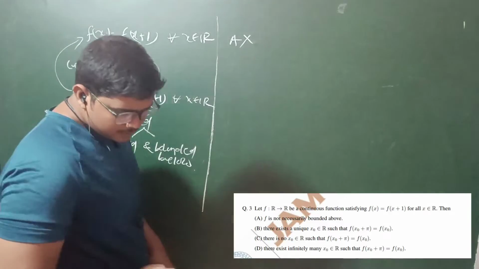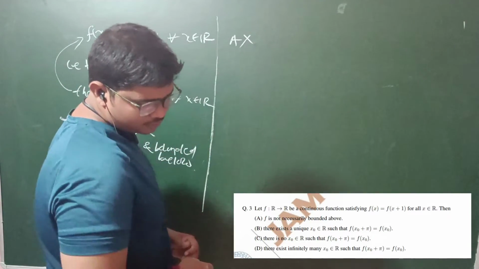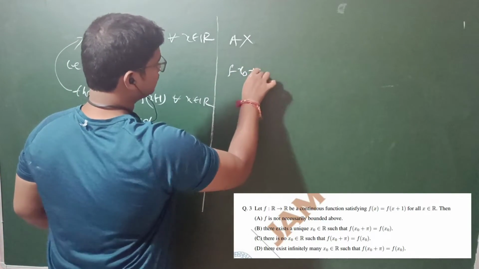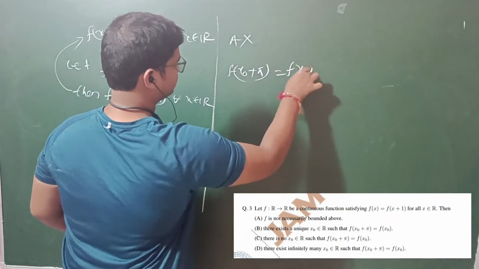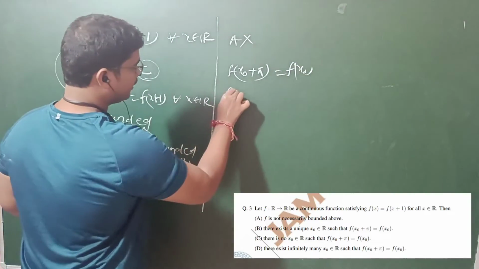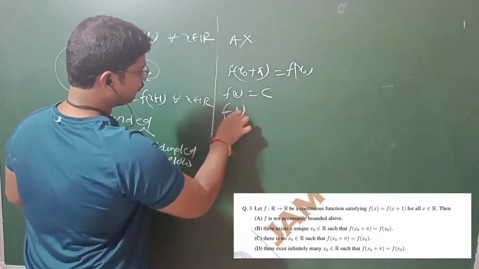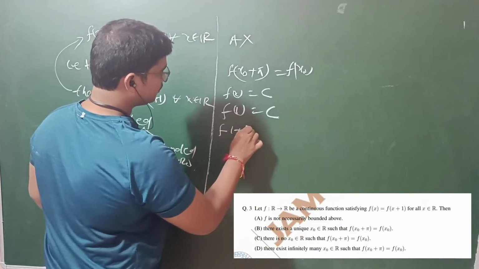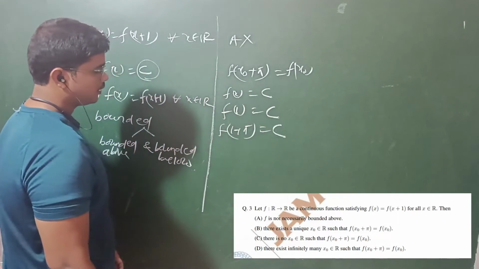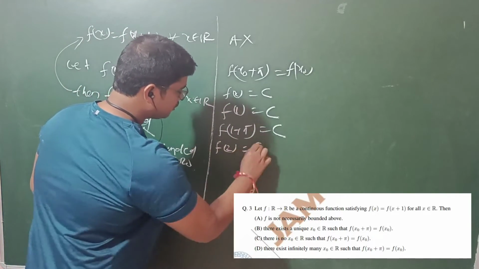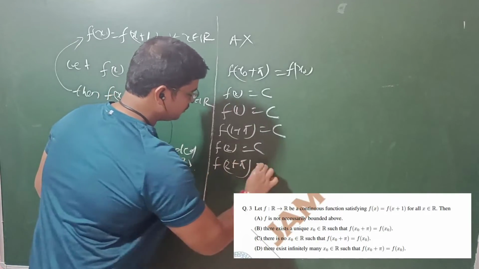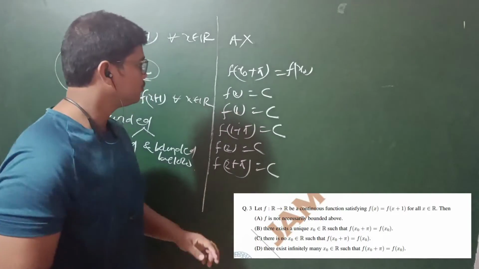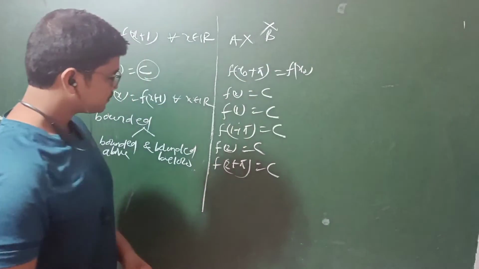Now option B, given that there exists a unique x naught belonging to R such that f(x naught plus pi) equals f(x naught). Now let f(x) equal c, so f(1) equals c, f(1 plus pi) is also c, again f(2) equals c and f(2 plus pi) is also c. There exist two, but given that there exists a unique x naught, so option B is also false.